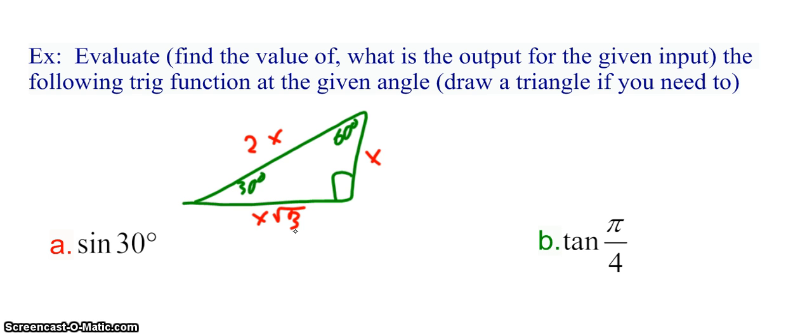So this is one reason why this is useful, because sine is opposite over hypotenuse. So the sine of 30 degrees is x over 2x. So realize it doesn't matter what x is. The sine of 30 degrees is always 1/2. So that's one cool thing to think about.